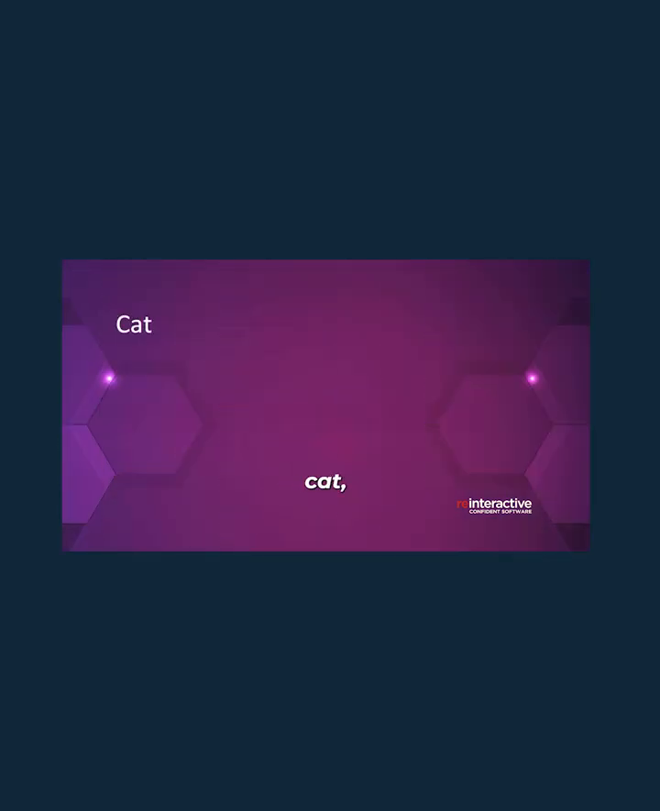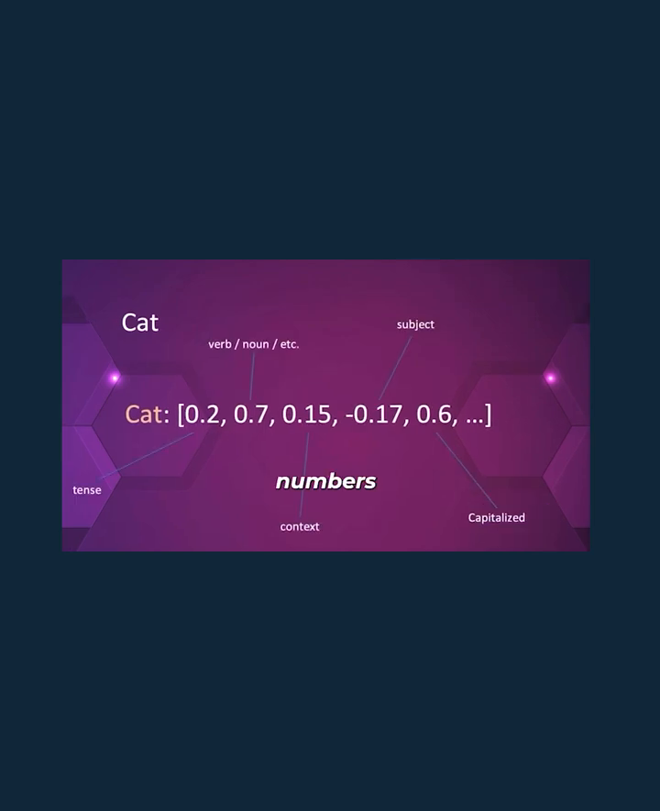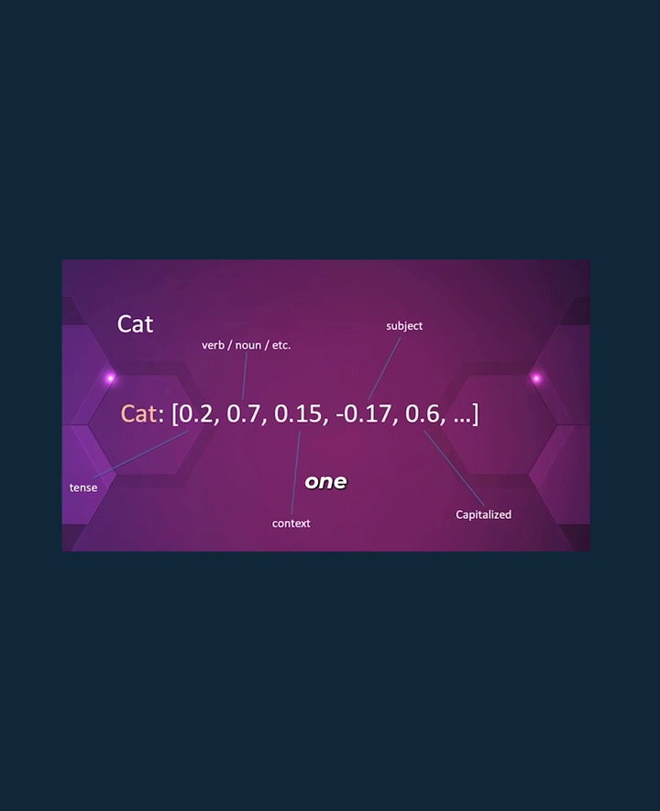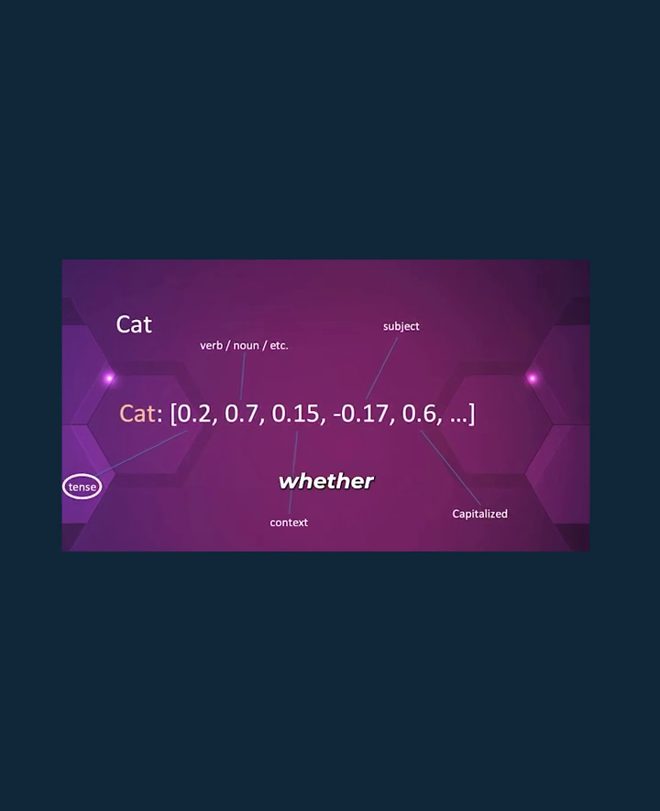So if you take the word cat, what a vector system would do is it'll turn that word cat into a whole series of numbers. It could be a few hundred different numbers. And each number, this is a bit of an analogy, so it doesn't fully work like this, but one might refer to the tense of the word and whether it's a noun or a verb, or what context is it in, what's the subject, is it capitalized, all these things that generate meaning. And it basically creates this vector.